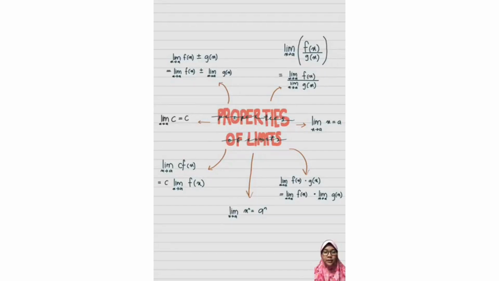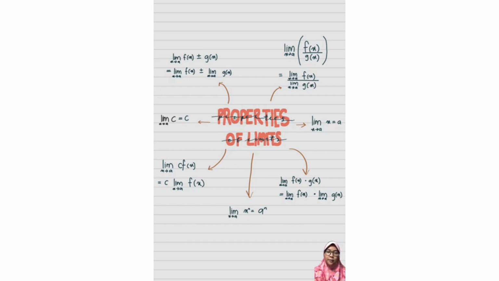So for this chapter, we have 7 properties that we need to know. The first one, if our function is a constant function, for example, limit c as x approaching a, we will get the answer as the constant itself. Second, if we have limit x as x approaching a, the answer is going to be the limit itself, a.